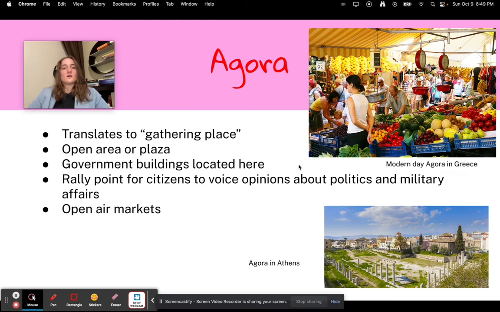All right, so next we have the Agora. That translates to gathering place. So it's just a really big open area or plaza. Usually it's paved, and the government buildings for the city state are located there. What's most important about the Agora is that it's a rally point for citizens to voice opinions about their political and military affairs, right? Also, it had open air markets. So, like the big city market, this would be the place to go. So, here's a modern day Agora in Greece. And here's what is left of the ruins of the Agora in Athens.